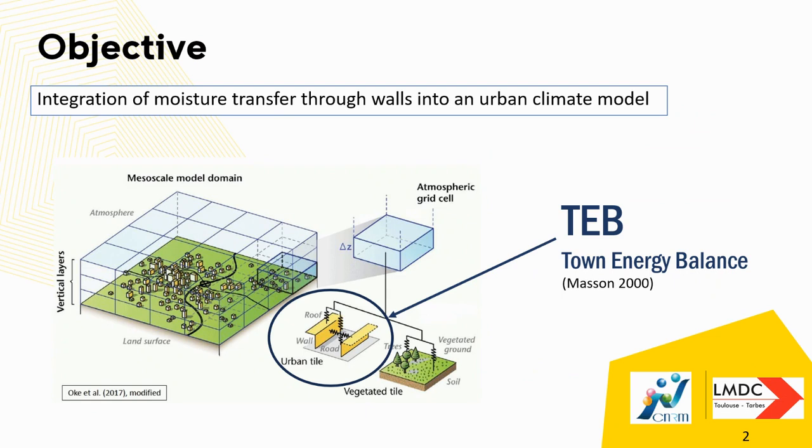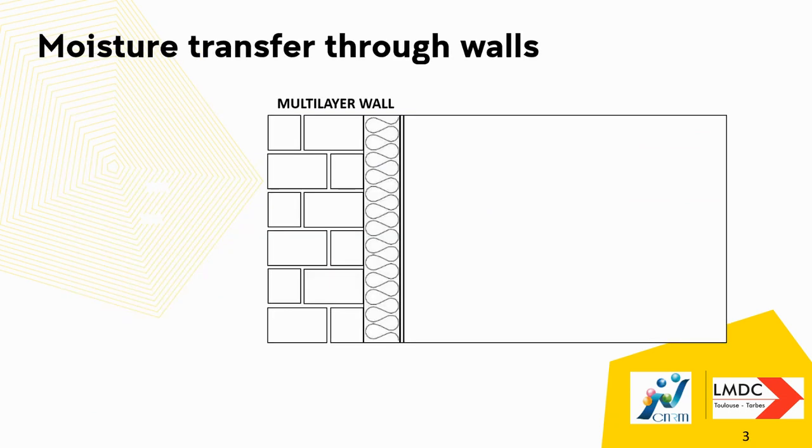We will add moisture transfer through walls in this model. The aim is to provide a comprehensive tool for simulating retrofit solutions in historical city centers. Before integrating moisture transfer in TEB, we have to better understand the main processes involved.